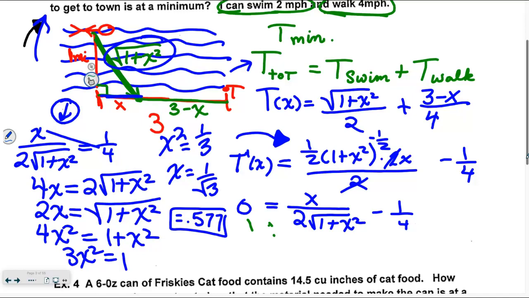So that's how far we should swim. It's about 6/10 of a mile, and then we should walk 2 point. We should not how far we should swim, but where along the shore we should swim to.